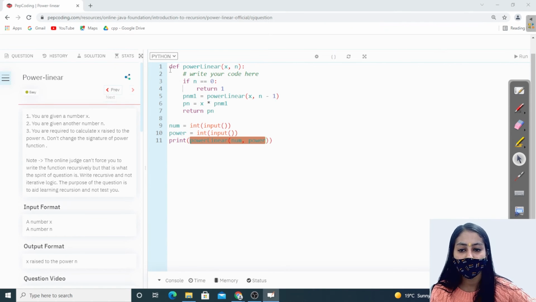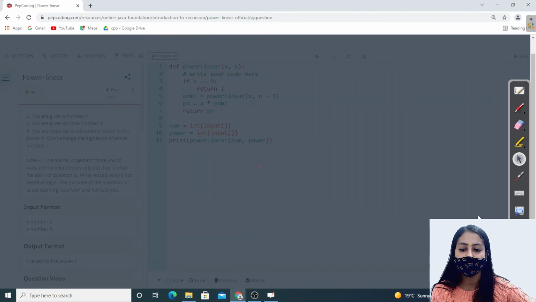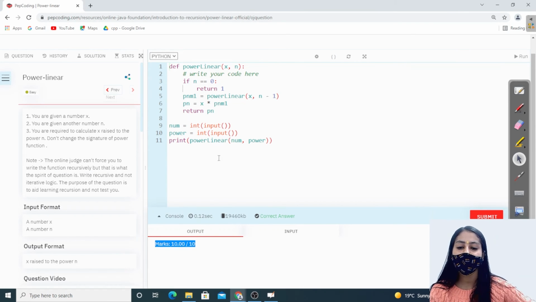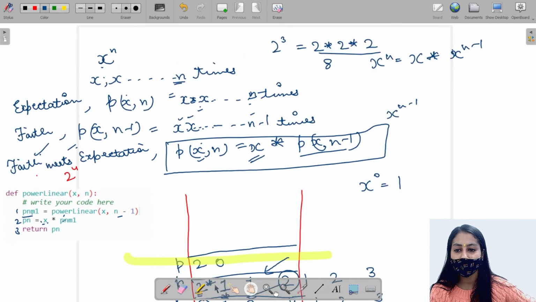So this is our code. Let's try to run it. Yes, we are getting the expected output. Let's try to submit it. So we are getting the correct result. So this is how we meet our faith with our expectation.